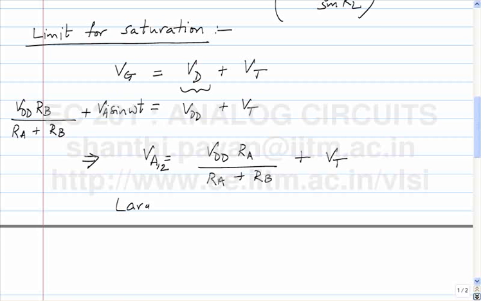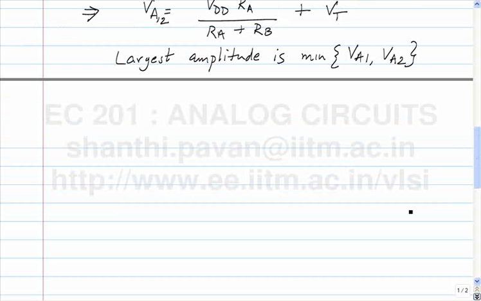Very good. So the largest amplitude is the minimum of Va1, Va2. That finishes the discussion on the common drain amplifier.